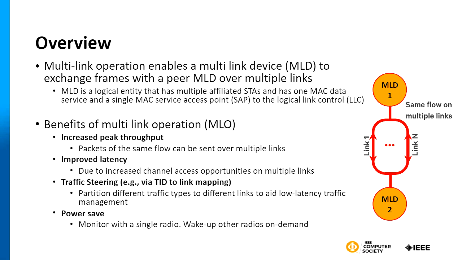And also, it brings improvements from a power save perspective. So, of course, the more links you have, the more power you need to save, because you have multiple RX front ends, multiple MAC PHY layers that are essentially enabled, that are consuming power. So when we define multi-link operation, we made sure that not all of them need to be on at all times. So you can simply monitor with a single radio and wake up the other radios on demand. So essentially only when, for example, traffic needs to be delivered or received, you can wake up the other radios.